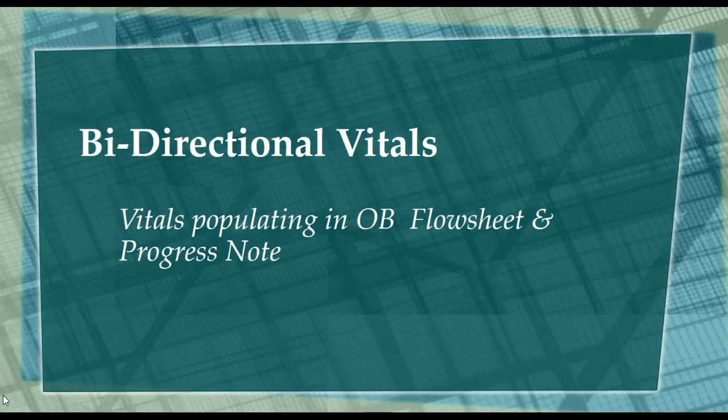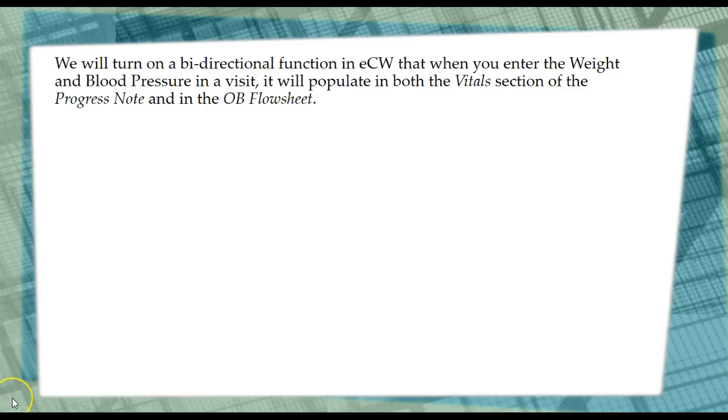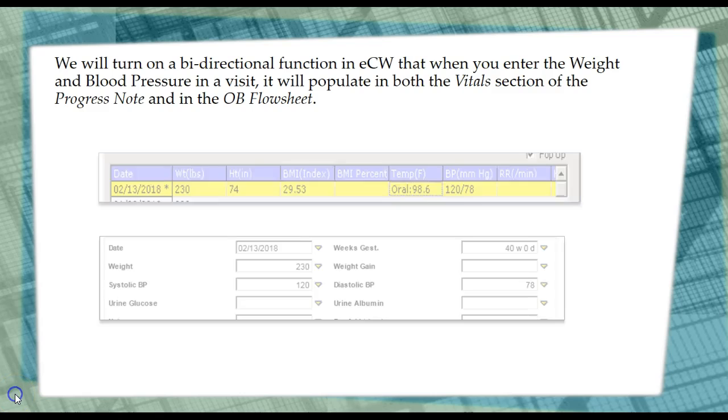Bidirectional vitals. Vitals populating an OB Flowsheet and progress note. We will turn on a bidirectional function in ECW that when you enter in the weight and blood pressure in a visit, it will populate in both the vitals sections of the progress note and in the OB Flowsheet. Let's look at an example of this.